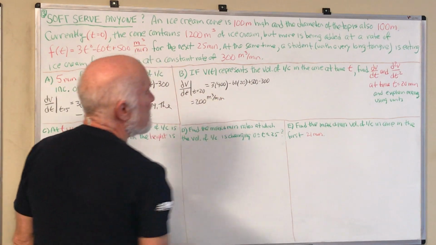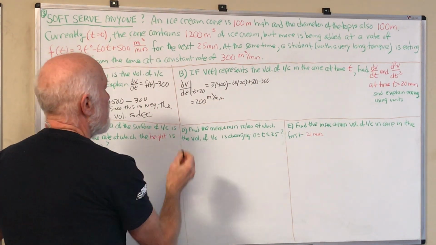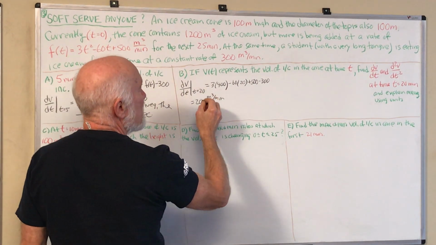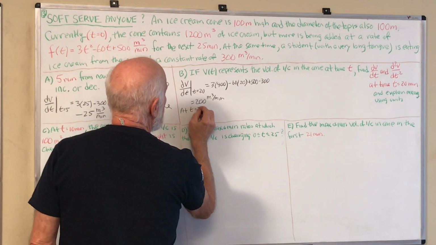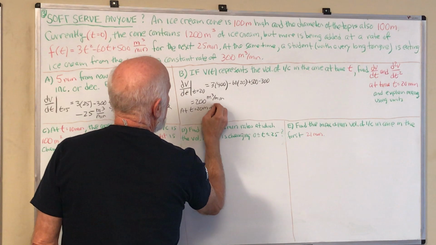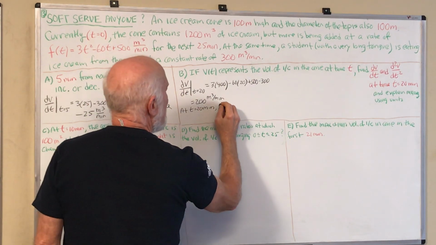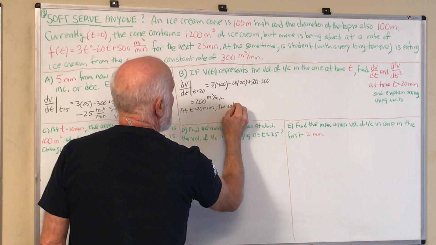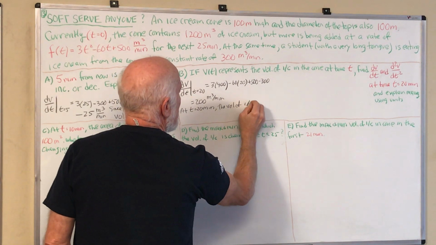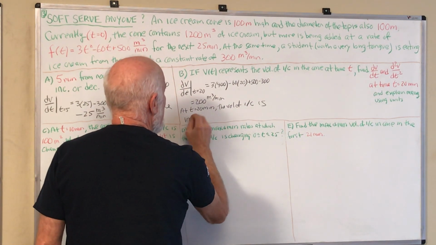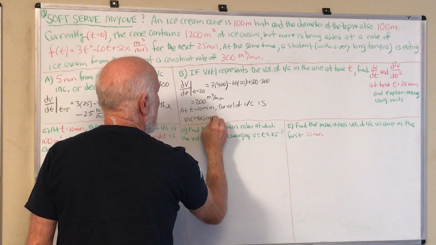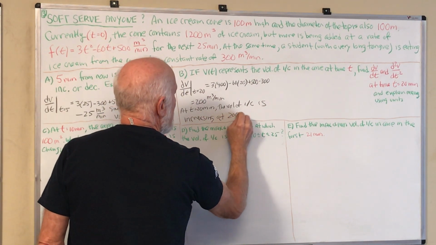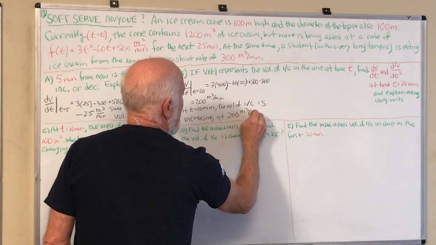And it says explain the meaning. So to explain the meaning, you want to say something about the time. So you'd say at t equals 20 minutes. And what's happening? The volume of ice cream is increasing, because that's positive, at 200 cubic meters per minute.